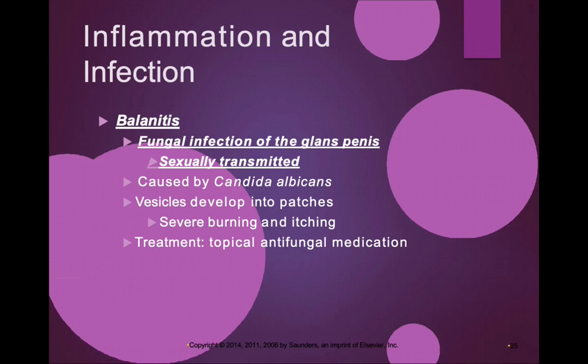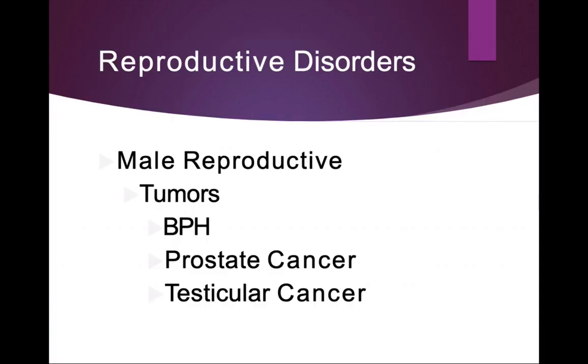Okay? And we'll finish up with the last one, balanitis. This is when there's a fungal infection of the glans penis. This is an STD, a sexually transmitted disease caused by Candida albicans. Vesicles will develop into patches. There'll be severe burning and itching, and the treatment for this is a topical antifungal medication.